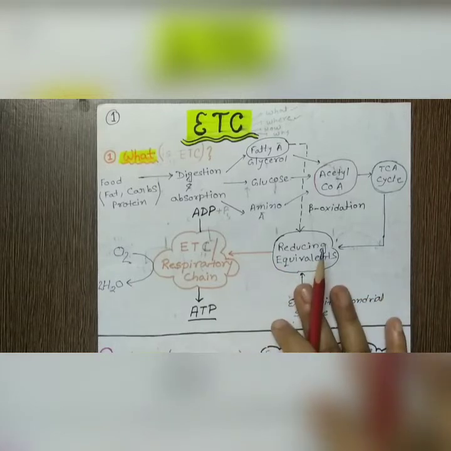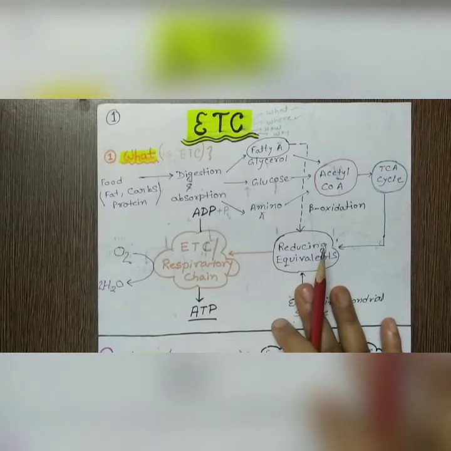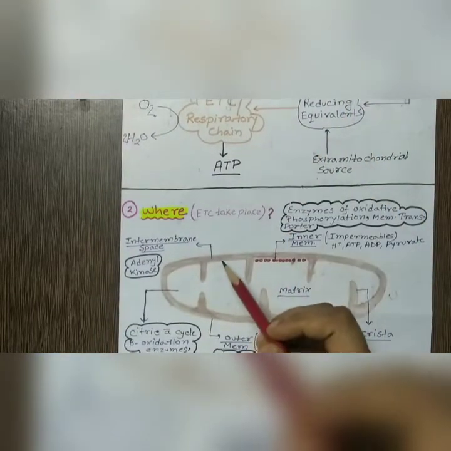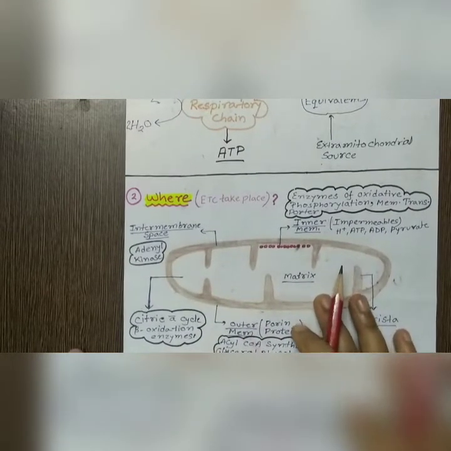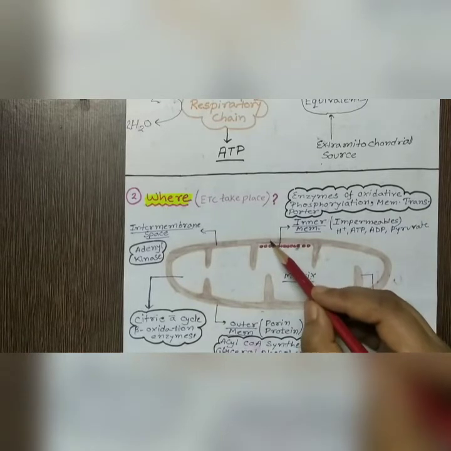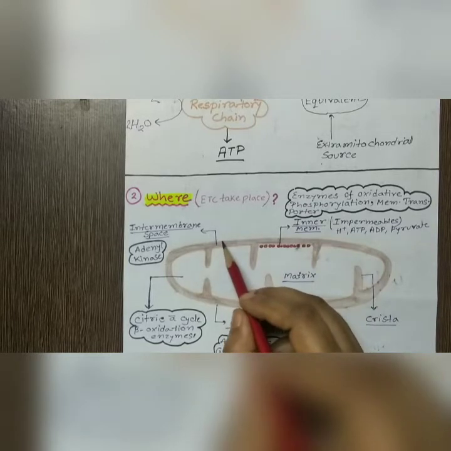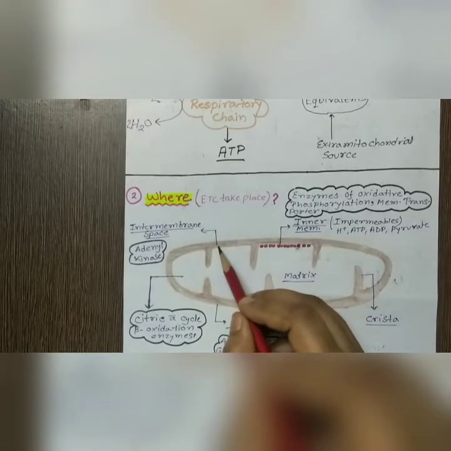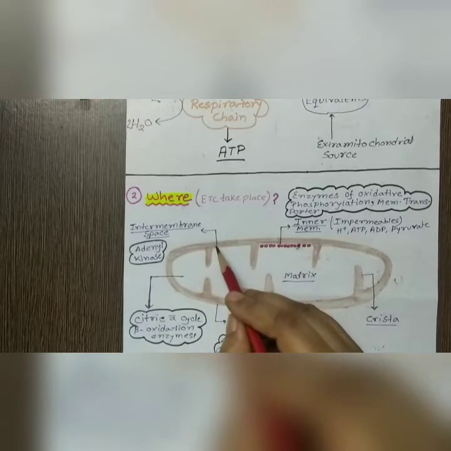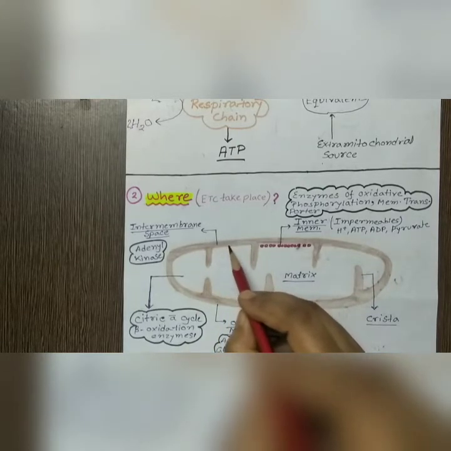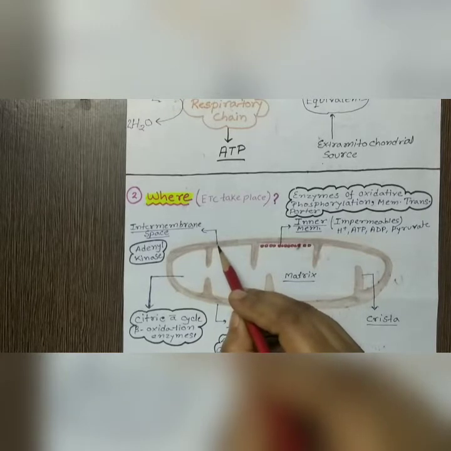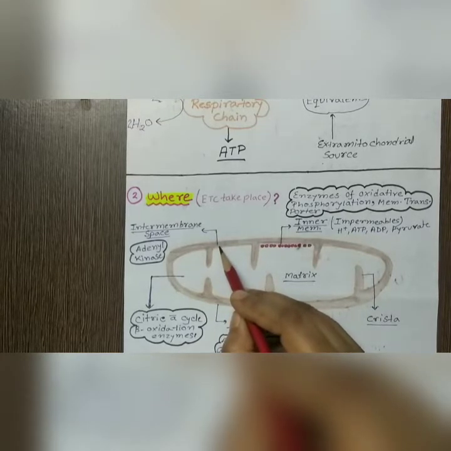Now let's see where ETC is actually present in the cell. In our cell, there is a special organelle called mitochondria, which is a two-membrane system. It has one outer membrane, one inner membrane, and in between they are separated by the intermembrane space, and every membrane or intermembrane space has special enzymes for specific biological reactions, right?